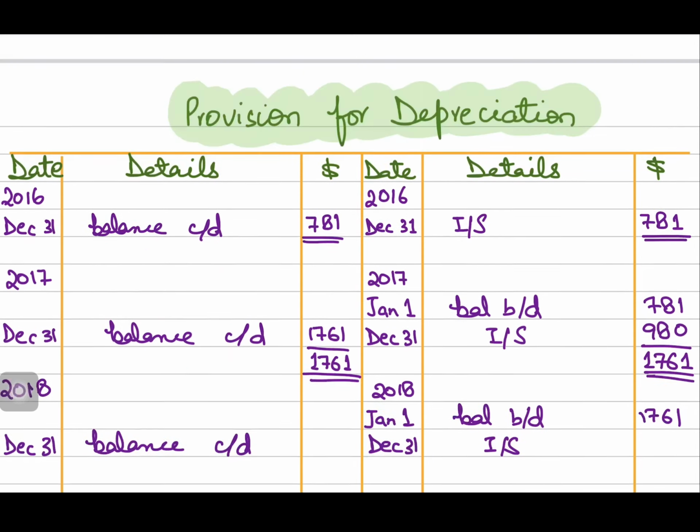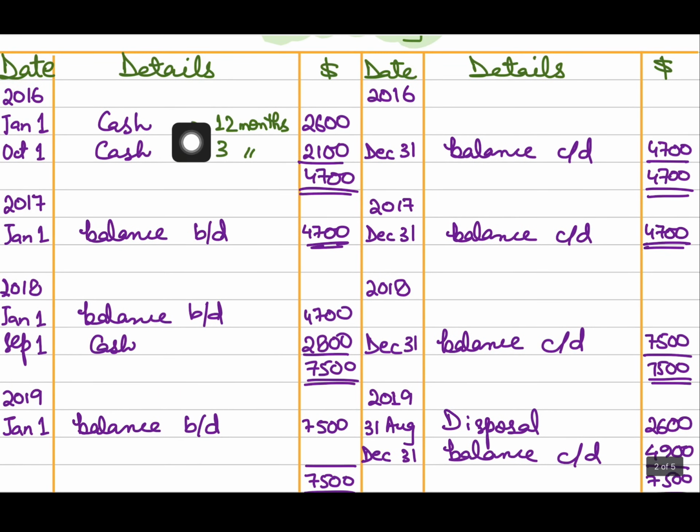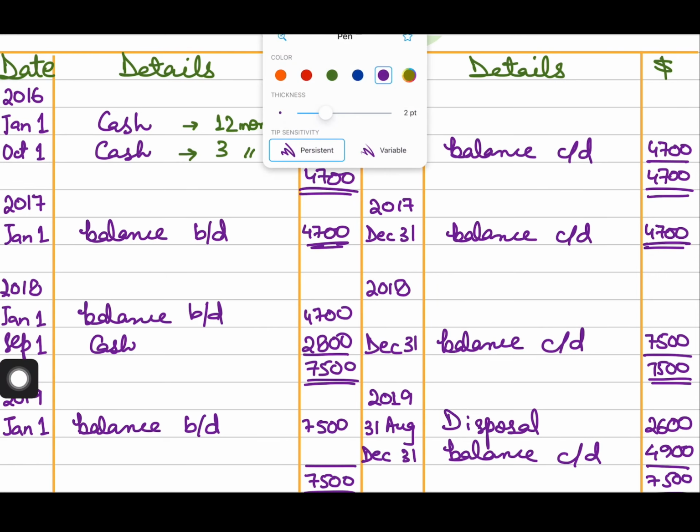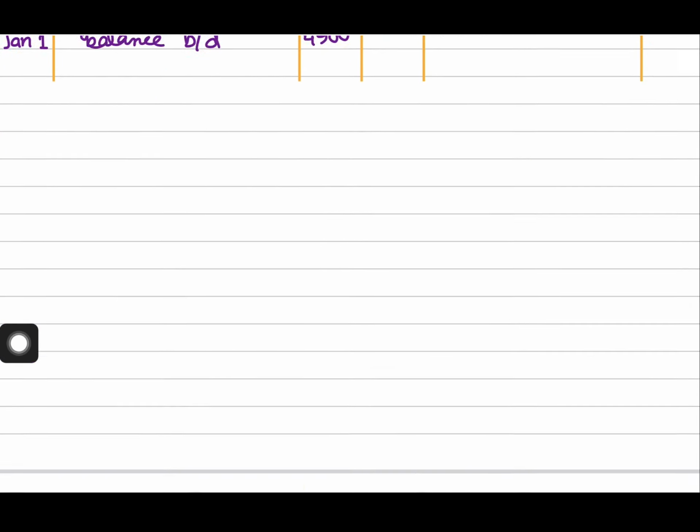So now what is happening in 2018? We have these two assets, right? Machinery 1, machinery 2. We are again purchasing a new one on September 1st. This means that how many months for depreciation? September, October, November, December. 4 months now. This is being purchased at a cost of 2800.